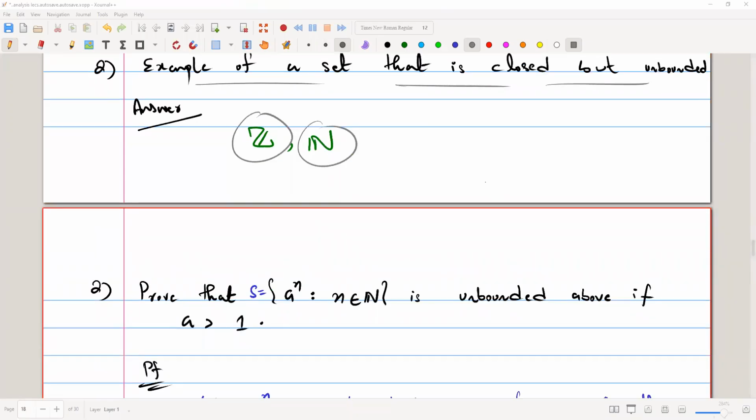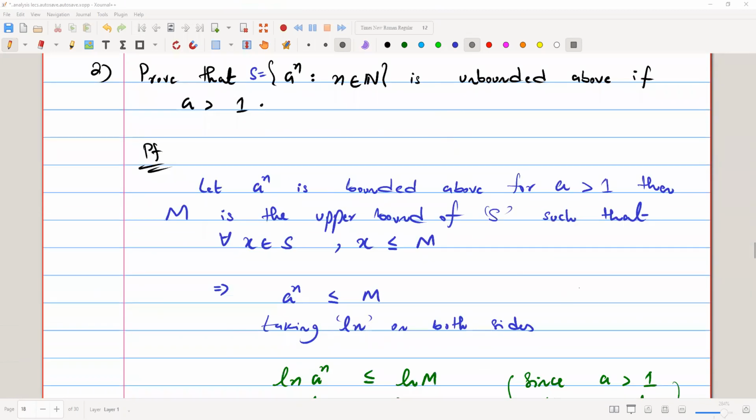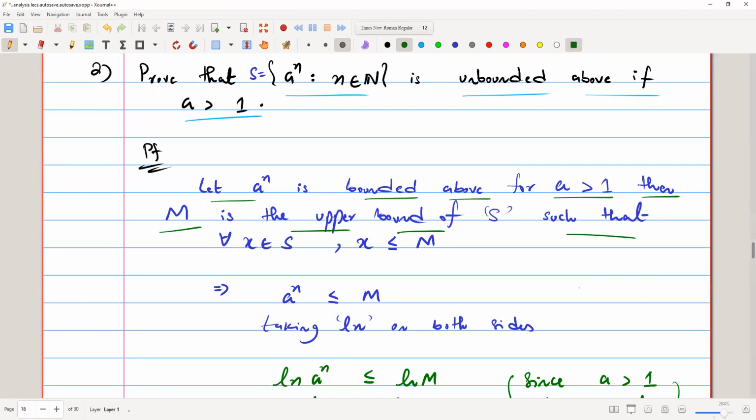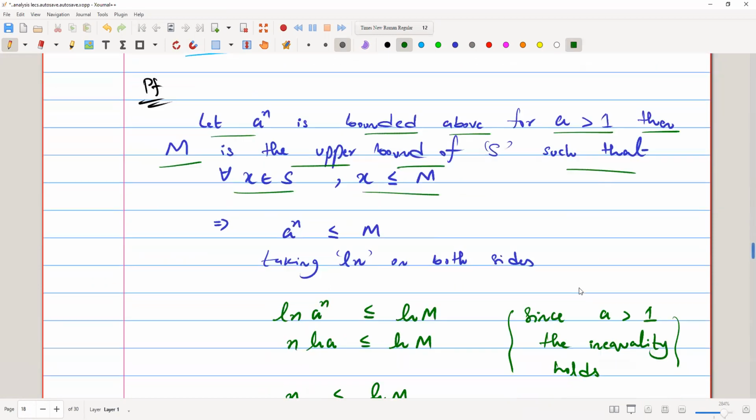So now we are going to prove a statement that says: prove that the set S, a to the power n such that n belongs to N, is unbounded above if a is greater than 1. Okay, let's assume that a^n is bounded above for a greater than 1, then M is the upper bound of the set. We know that if a set is bounded above, then there exists a supremum, and that is unique, such that for all x belongs to S, every element of this set S will be less than or equal to this supremum M. Therefore, this implies that a^n is less than or equal to M for all n.